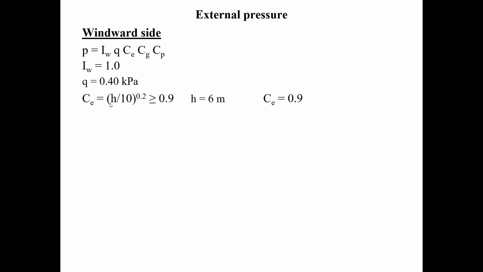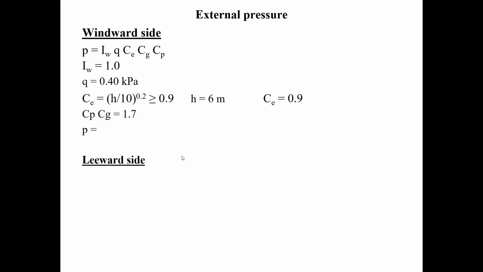Now, I calculate the value of CE. Since the building does not exceed 6 meters, I know that the CE value is 0.9 right away. This is from 0 to 6 meters in height. The value of CE is always 0.9, so I use that right away. Now, from the table, I got CPCG is 1.7 on the windward side. So therefore, you do the calculation. Will somebody tell me what the value is? Because I haven't done the calculation. Anyway, you do the calculation and you put it in here.